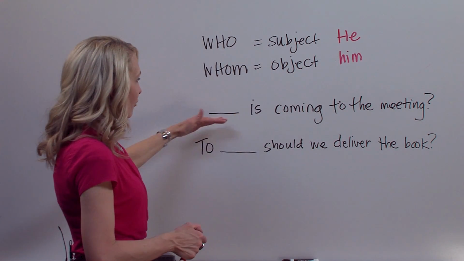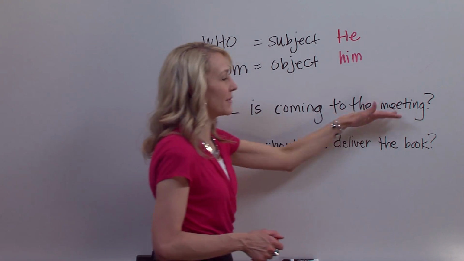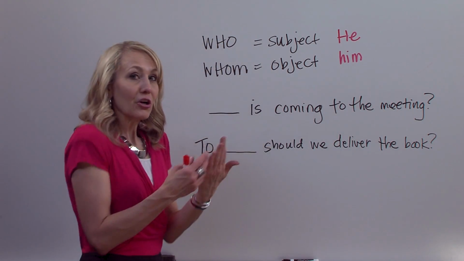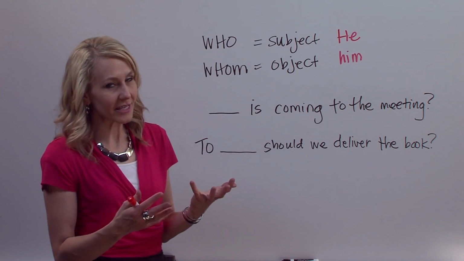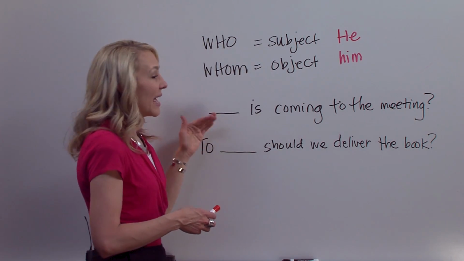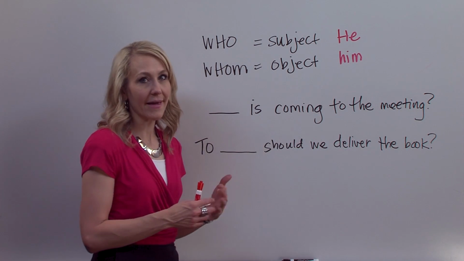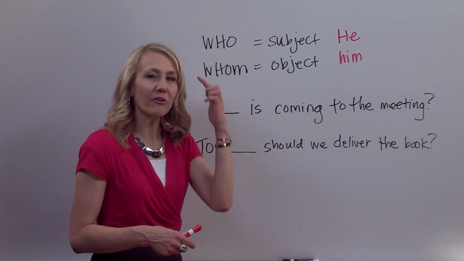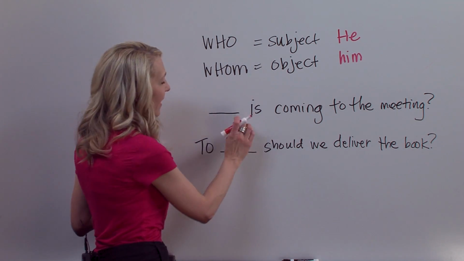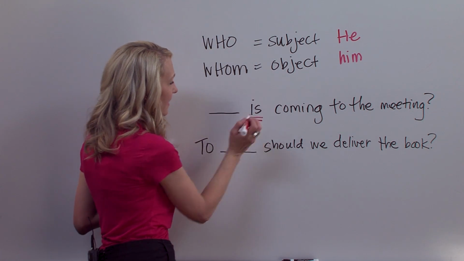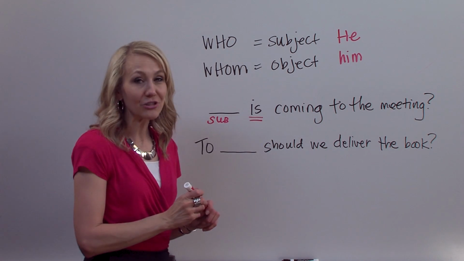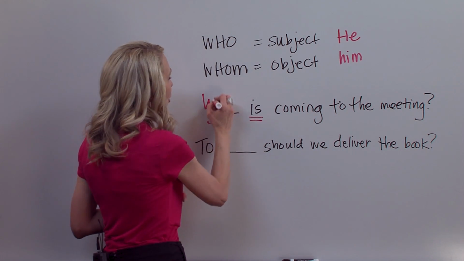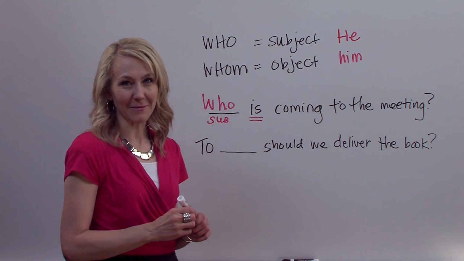That will simply help our ear hear better if we're in the subjective case or the objective case. So in our first sentence, blank is coming to the meeting. Is it who is coming to the meeting or whom is coming to the meeting? This one's pretty easy. Let's put in he or him. He is coming to the meeting or him is coming to the meeting? Our ear can very clearly hear that because we've got this verb, is coming to the meeting, we need to have our pronoun be in the subjective case. In other words, who is coming to the meeting?